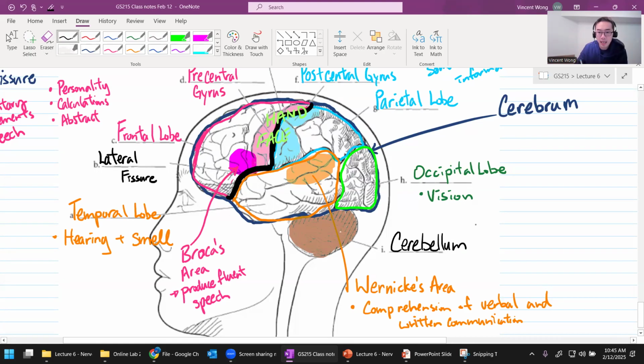And cerebellum basically helps you maintain posture and balance. And we'll learn more about this next time. But it also stores, they call it muscle memory, right?